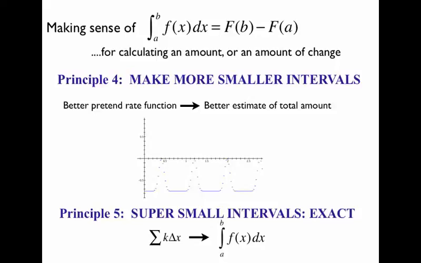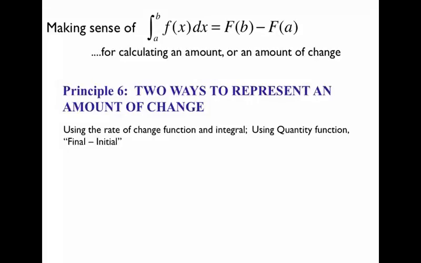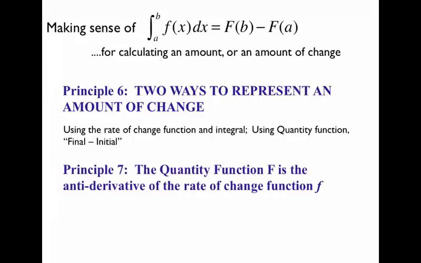Okay, principle 6. There's two ways to represent an amount of change. Using the integral that we just said, but then if you had just the quantity function itself, it would be the final value of the quantity minus the initial value of the quantity. And that's the right side of the fundamental theorem. So we can add up bits of change based on the rate, or we can just take the final value of the quantity minus the initial value of the quantity, and those will both give us the change. And so then that quantity function capital F is the antiderivative of the rate function little f. That's principle 7.